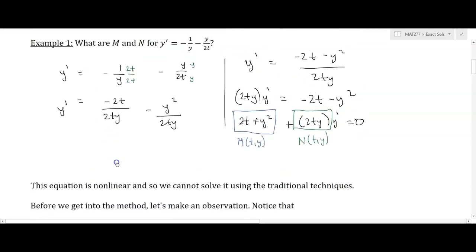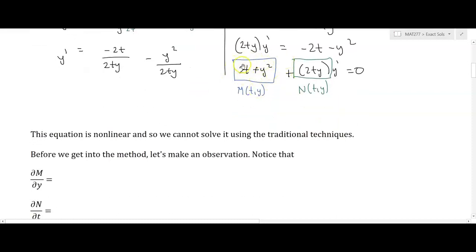Now we see that m is this, and if I were to compute its partial derivative, the partial with respect to y of 2t is 0, and the partial with respect to y of y squared is 2y. To do the same thing for n, if I take the derivative of n with respect to t, the other variable, then 2y is a constant, so the derivative of t is 1, and I'm left with 2y. And of course, the thing that we see is that these are equal.